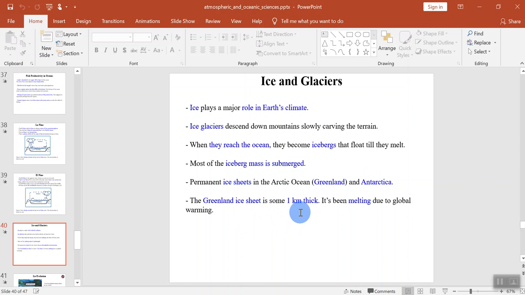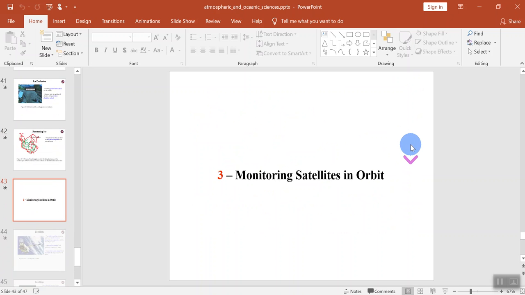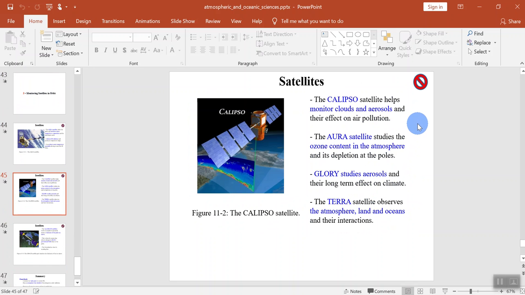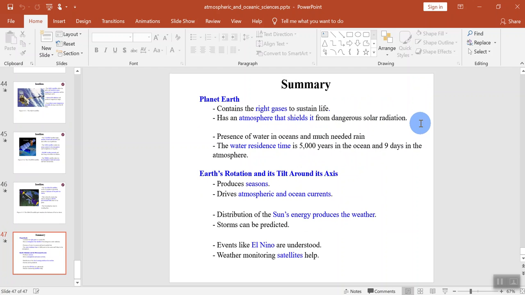The Greenland ice sheet is 1 kilometer thick. It's been melting due to global warming. The burning of fossil fuels emits carbon dioxide, so that ice sheet is melting due to global warming. Okay, skip this one, and let's skip these satellites, and so on.